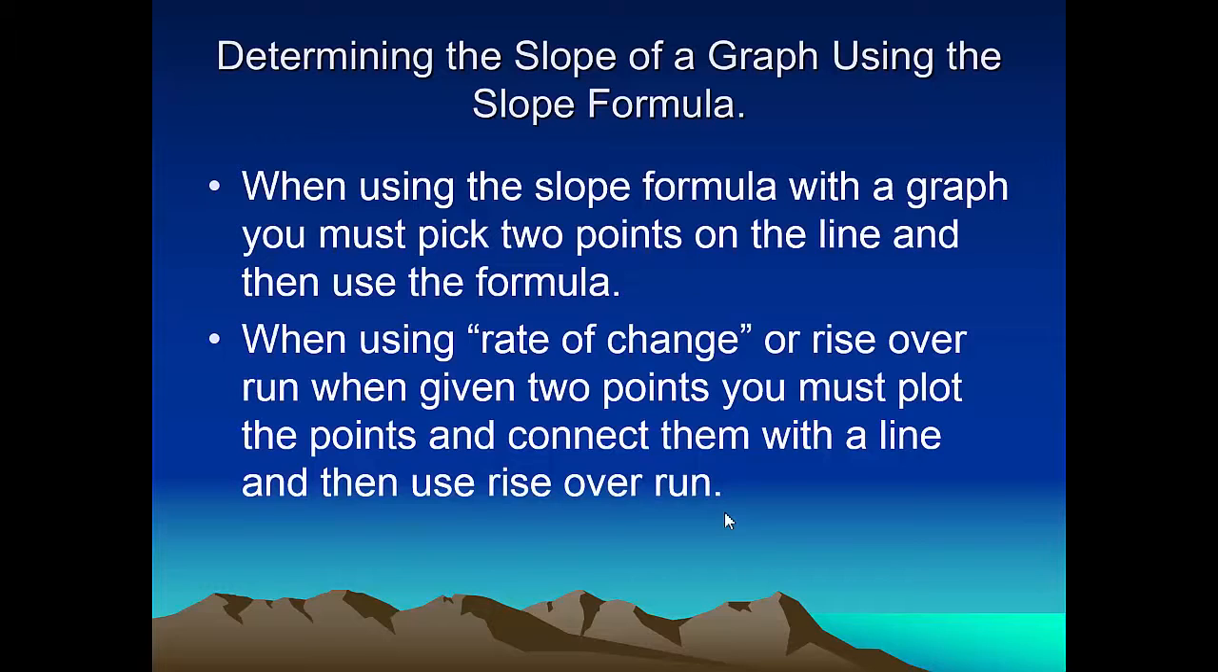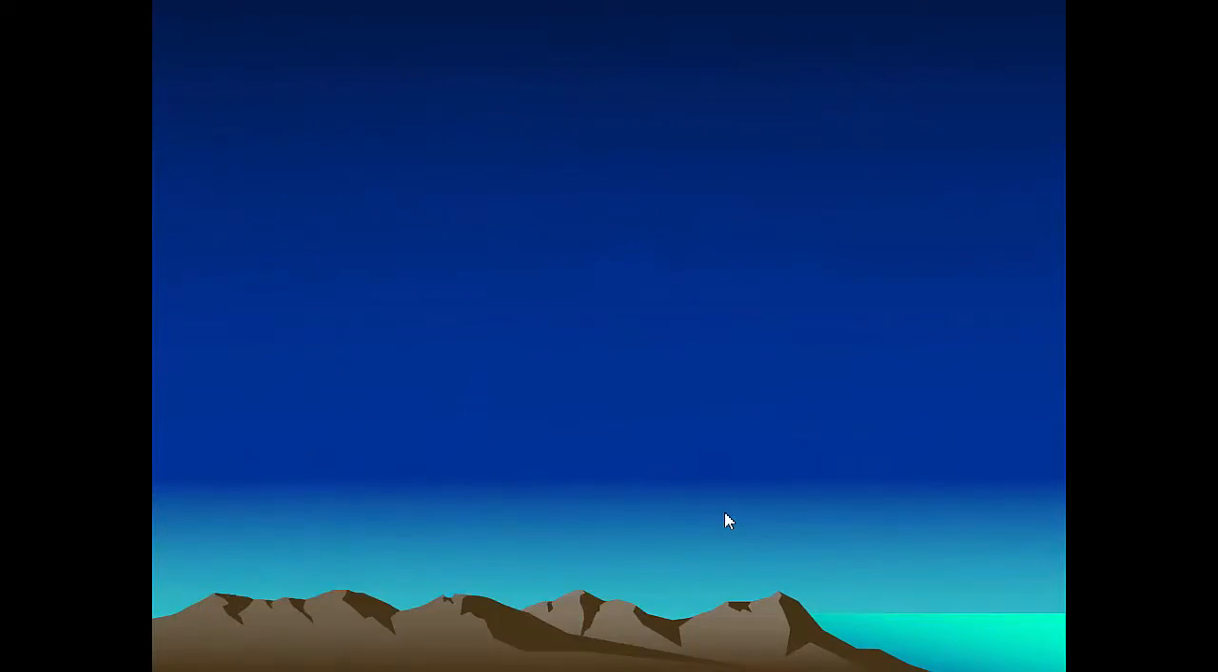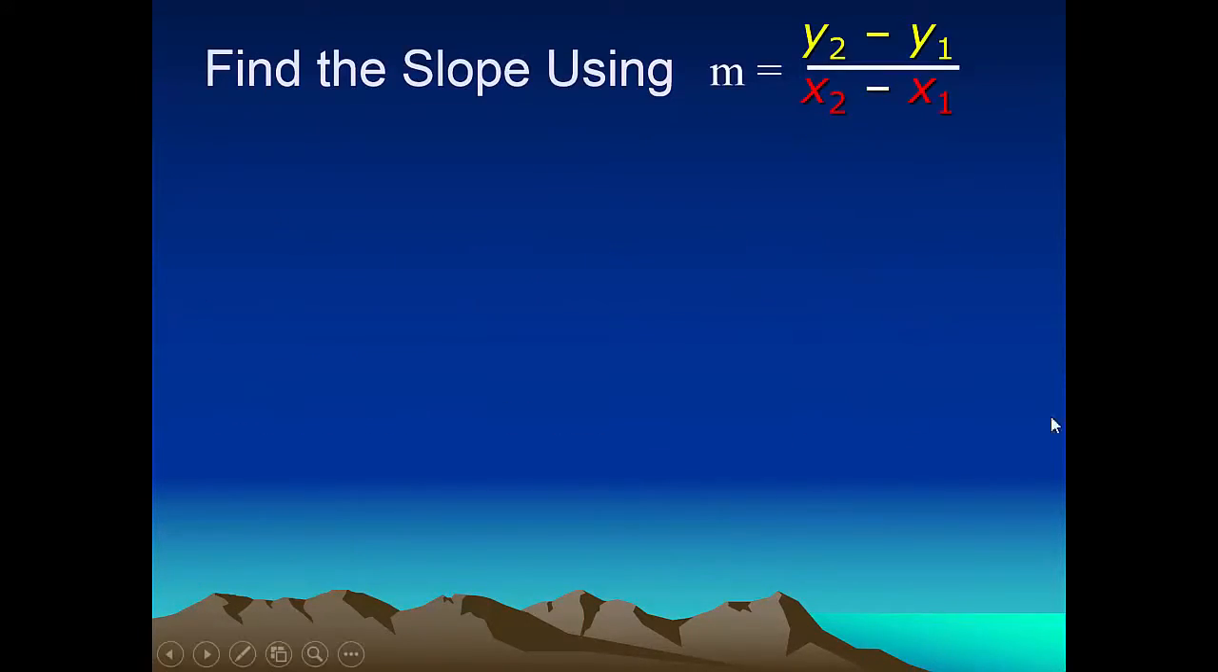What we're about to do is this here. We're about to use the slope formula when given a graph, and then we can also apply the rise over run when we just have 2 points. So let's go here. It says find the slope using this slope formula.